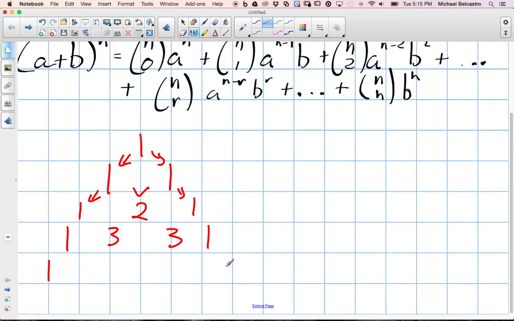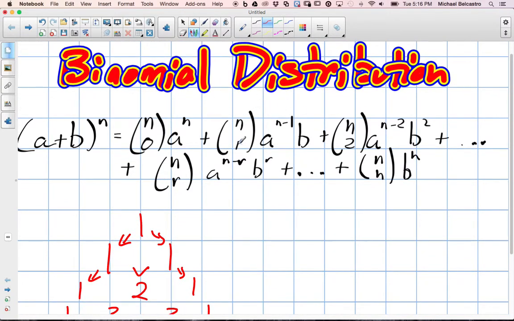So we have 1 again, then we have 3 plus 1, which is 4, 3 plus 1, which is 4, and 3 plus 3 is 6. So it's a pyramid that continuously builds on and on. And these numbers help us figure out our coefficients in this binomial theorem.